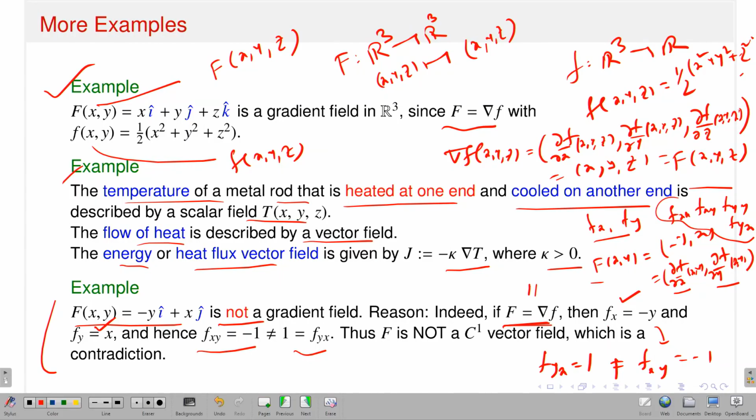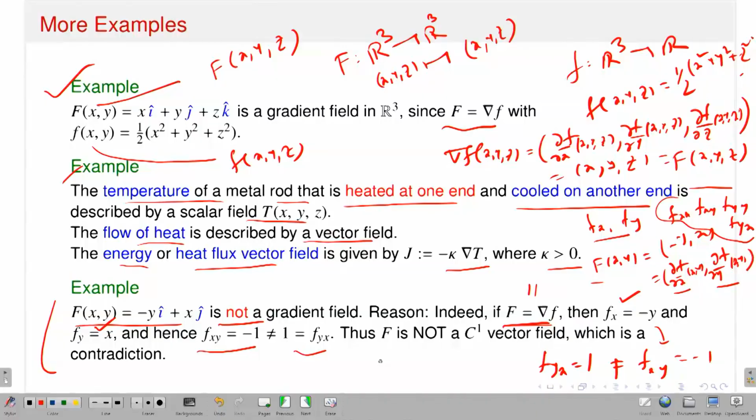Since capital F is C1, f_x and f_y are differentiable and their derivatives are continuous. That means all second order partial derivatives of small f exist and they are continuous. Once they are continuous, the corresponding mixed partial derivatives should be the same. That means f_xy should be exactly equal to f_yx at any point. But here that is not the case: you have f_xy equal to -1 and f_yx equal to 1, these are different. Thus capital F is not a C1 vector field, which is a contradiction.